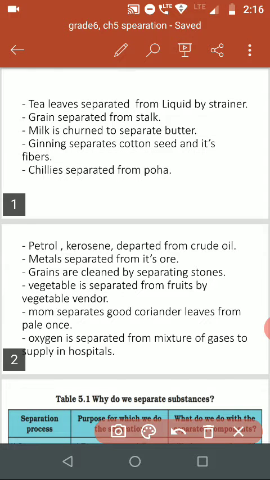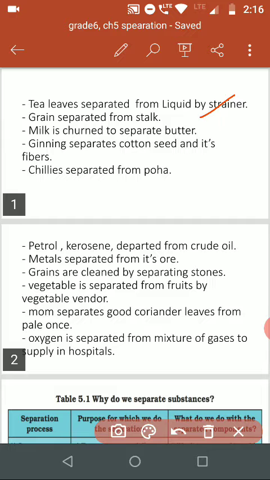So tea leaves separate from liquid by strainer. So when your mom makes tea, the strainer is used. From that, the liquid passes and the tea leaves are left behind. Why do we do this? Because tea leaves taste bitter. So to separate them, we use this strainer and we separate. This process we call separation.